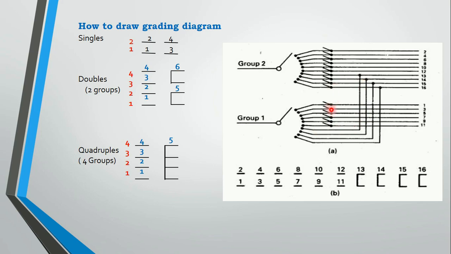That means whenever these individual trunks are busy, you can use the interconnections, which will reduce the number of trunks. How to write the grading diagram? How to write a single? Let us assume a 2 group: you need to write a single line, and above that you need to number it. For example, usually we write the group number like this, starting from the lower number 1 and 2, and the numbering should be 1, 2, 3, 4.